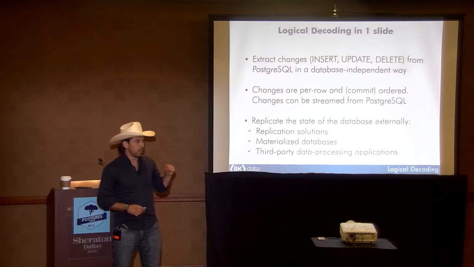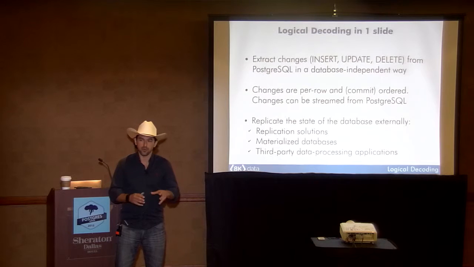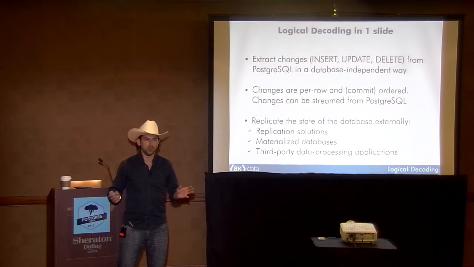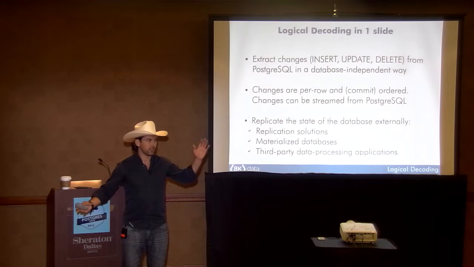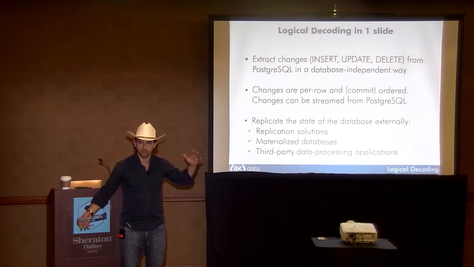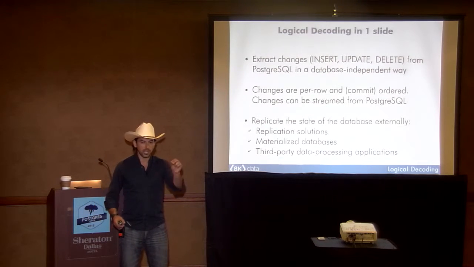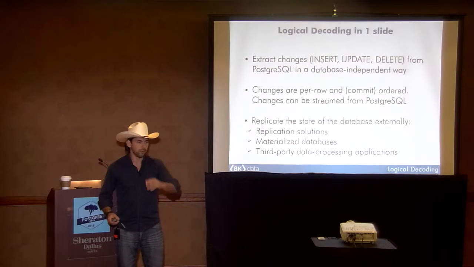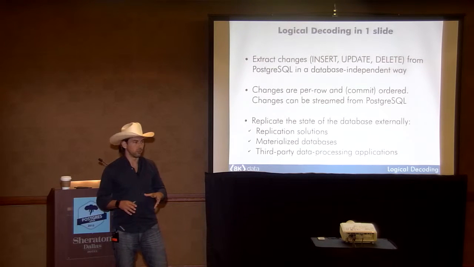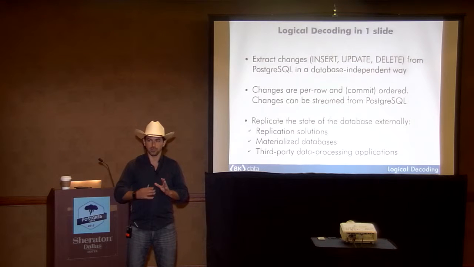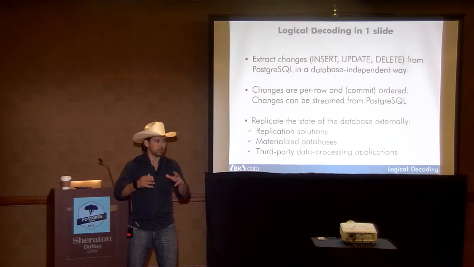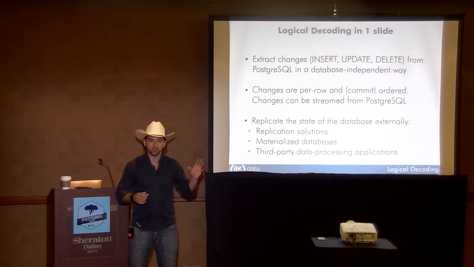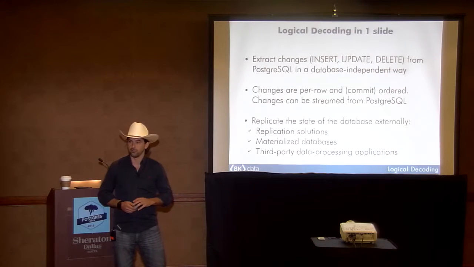The changes are generated per row. So even if you do an update i = i + 1, and that affects like 1,000 rows, you'll get 1,000 changes, saying i = 9, i = 10, i = whatever. And they are strictly ordered in commit order. Even if concurrent transactions are happening, at the end of the day, there is a commit order, and the changes are going to be produced in exactly this order, the commit order.